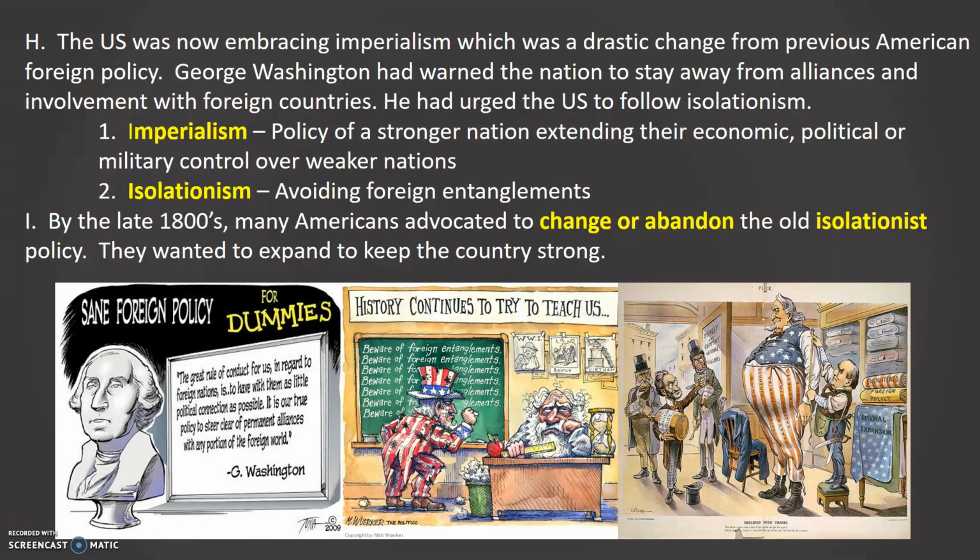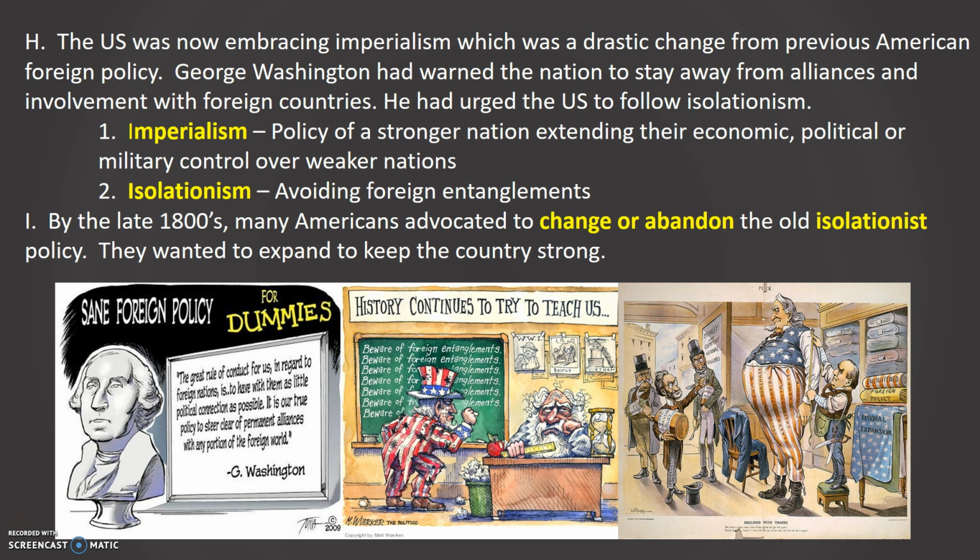So George Washington had warned us that we needed to stay away from alliances and we needed to stay away from other foreign countries in order to solidify ourselves as an independent nation right after the War of Independence, which is true. However, we are now hundreds of years past that, and after the Second Industrial Revolution, we do need to get involved.